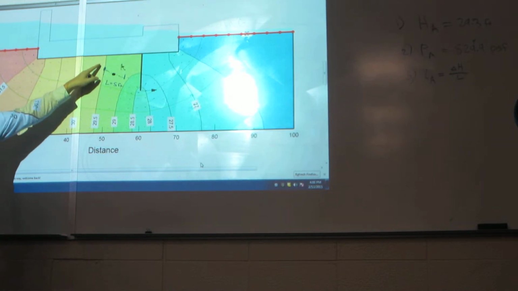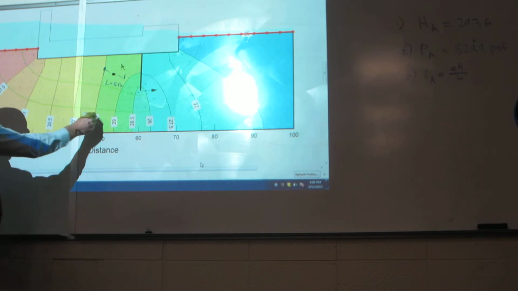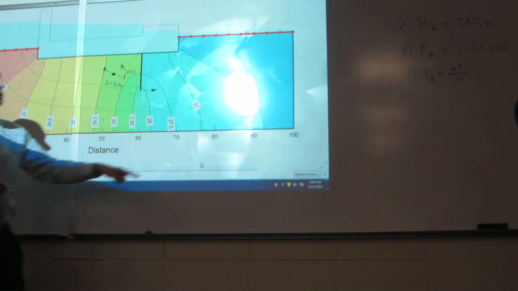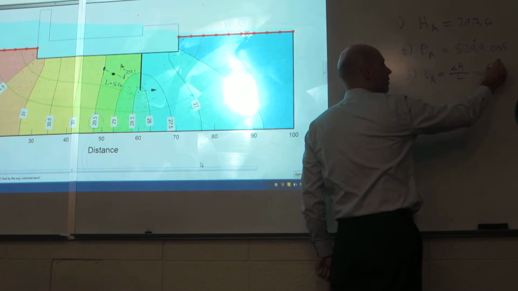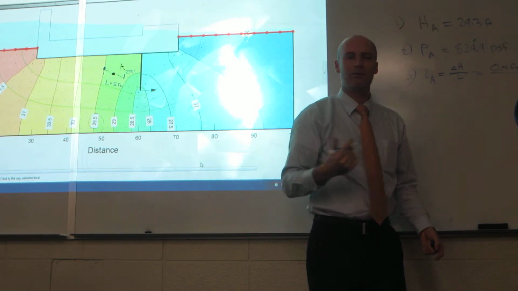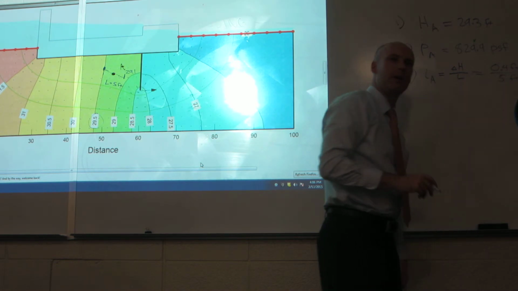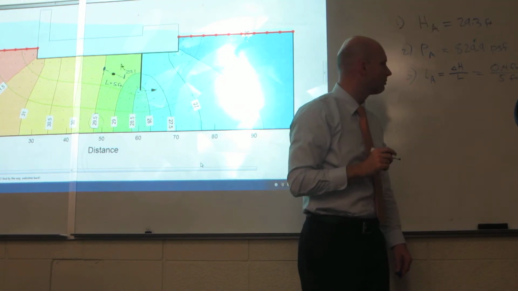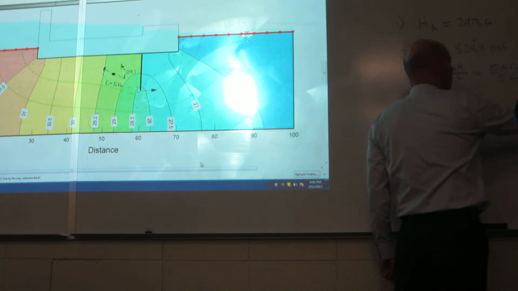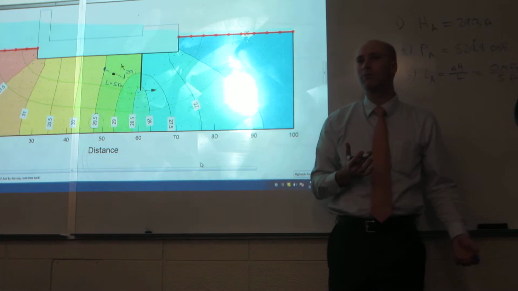What's the head right here? 29.5. What's the head right here? About 29.1. Does that look about right? Yeah. Okay. So how much head did I lose? 0.4. 29.5 minus 29.1, so my change in head is about equal to 0.4 feet. And how much length did the water travel to lose that head? 5 feet. So what is my hydraulic gradient right there? Units? None. That's right.